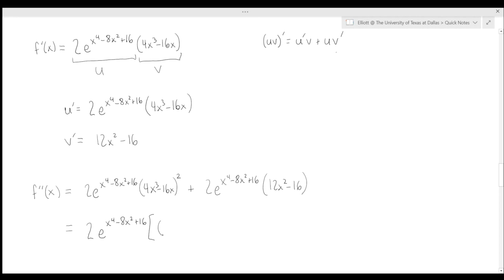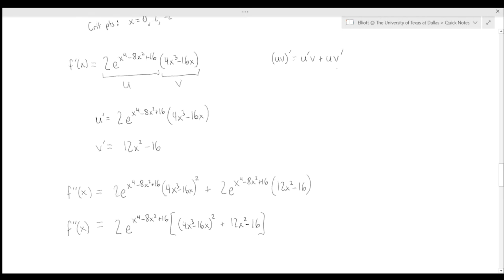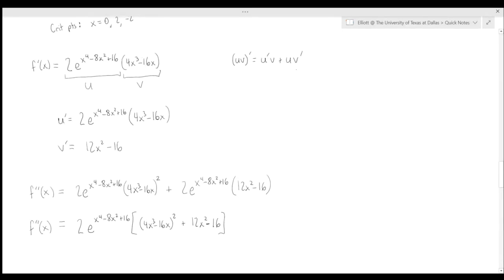That will leave me with 4x cubed minus 16x squared, and then we've got plus 12x squared minus 16. And we could do a bit more on the side to try to simplify it some more. But rather than doing that, I'm going to do something else now.